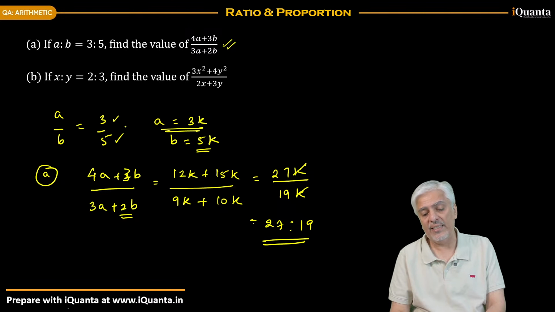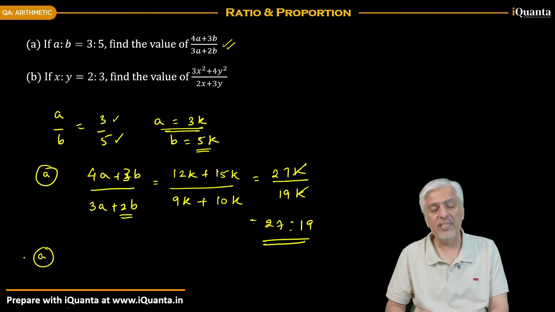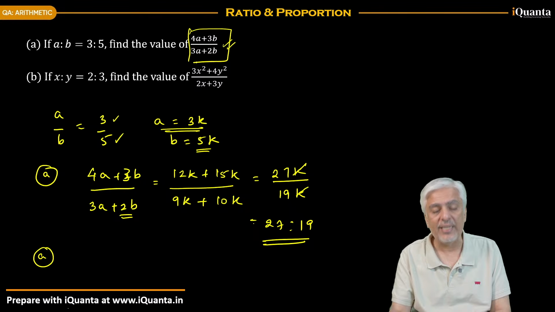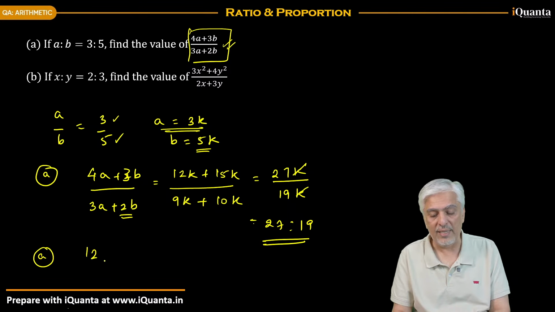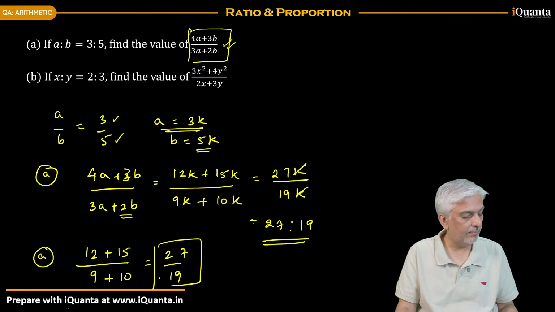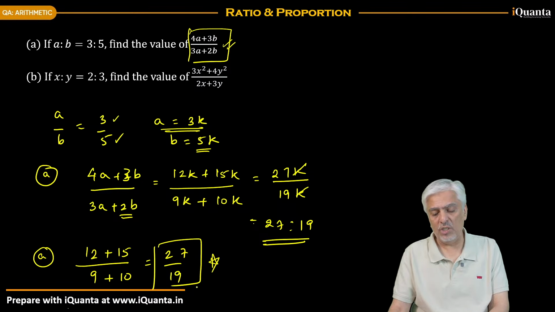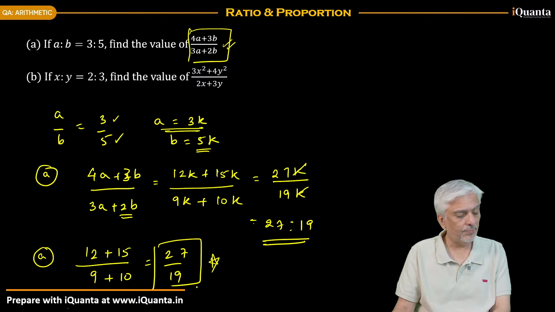Yes, you can take it. Let's try it. In this question, you can definitely just take A as 3 and B as 5. Nothing, no K, nothing. Because final answer is asked in the form of a ratio, I can do that. So 4 threes are 12. 3 fives are 15. 3 threes are 9 and 2 fives are 10. And I get 27 upon 19. So basically we've got 27 upon 19 over here also.